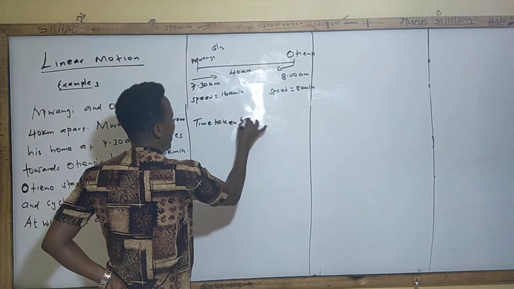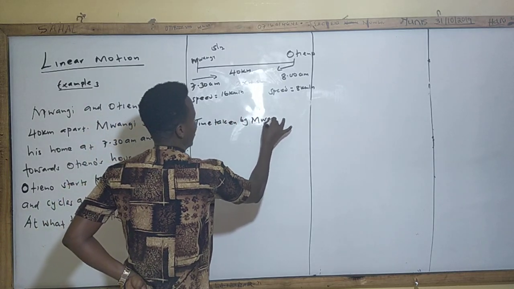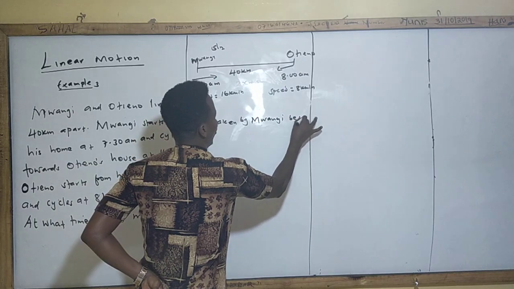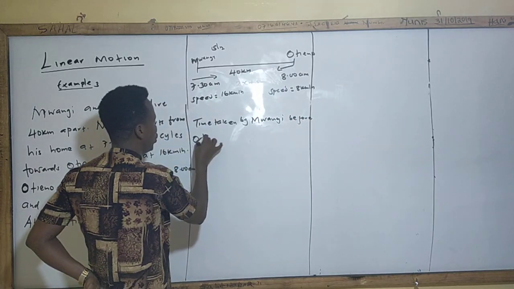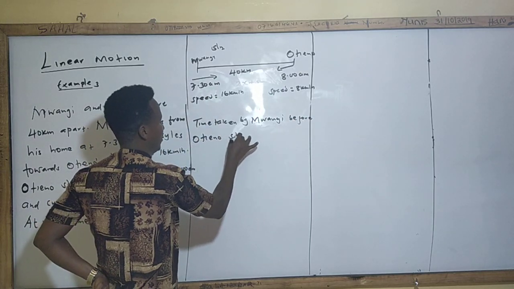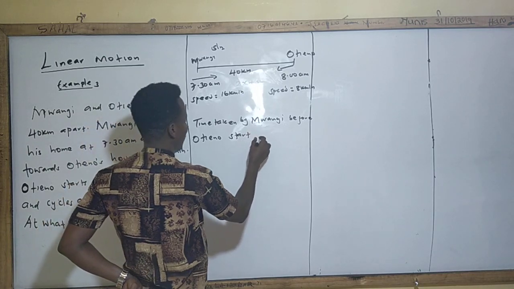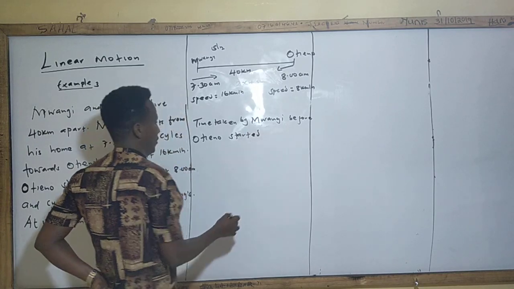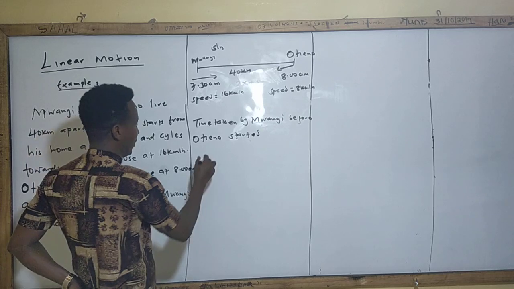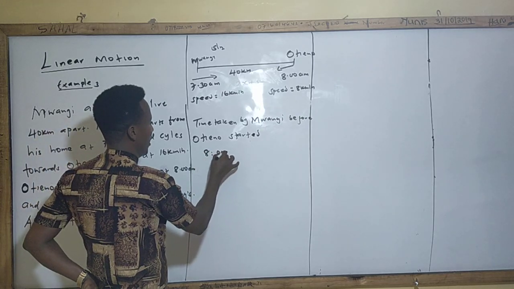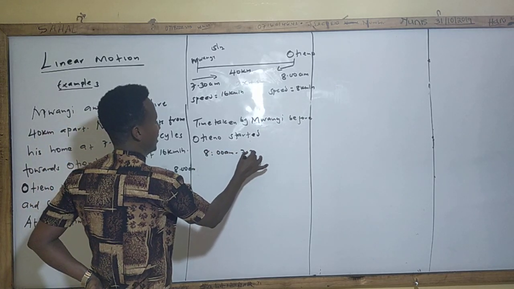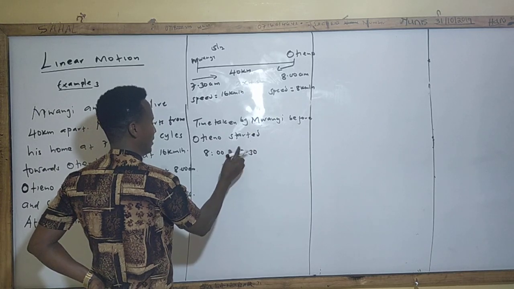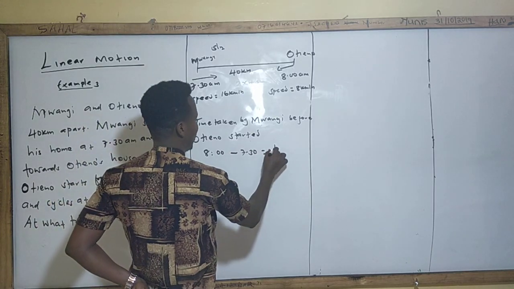Time taken by Mwangi before Otieno starts. Time taken by Mwangi before Otieno started his journey, okay? That is 8 a.m. minus 7:30, okay? Let's say 8 minus 7:30. So that will give me half an hour.